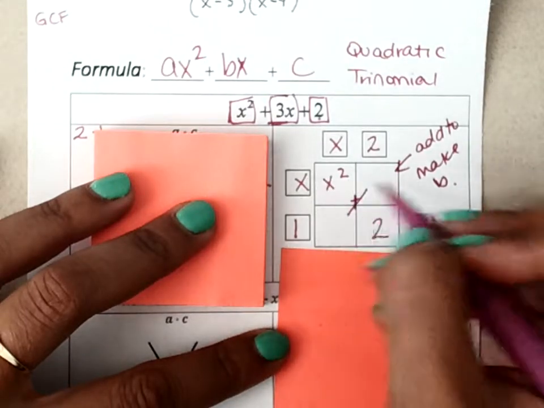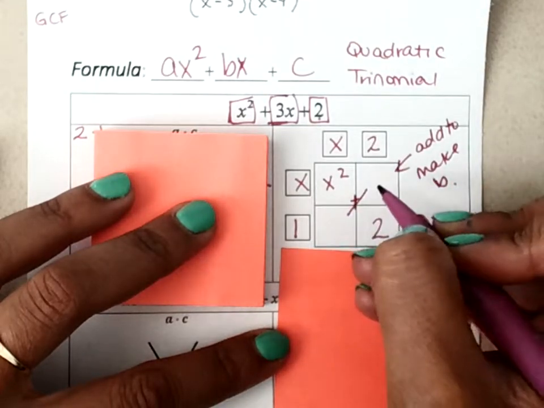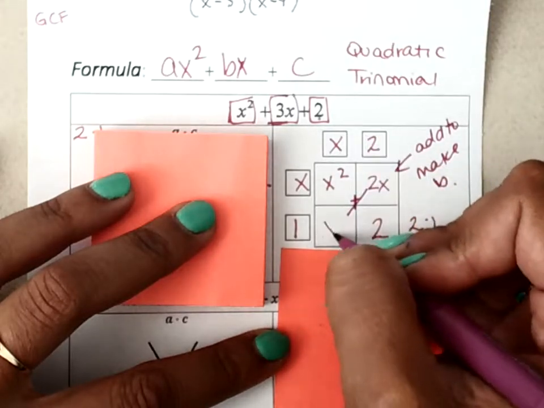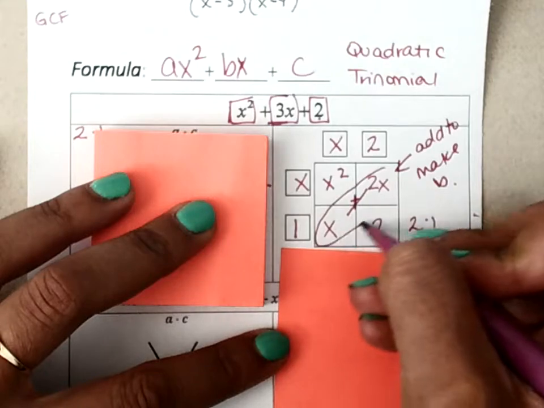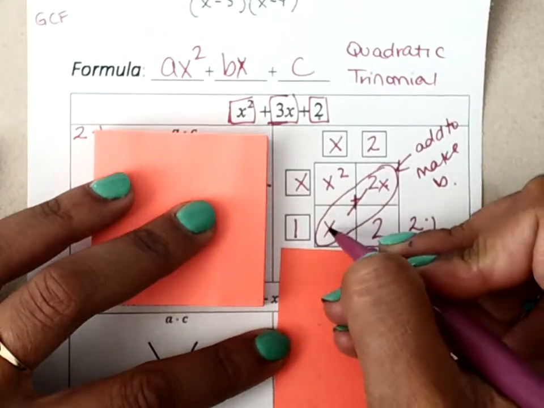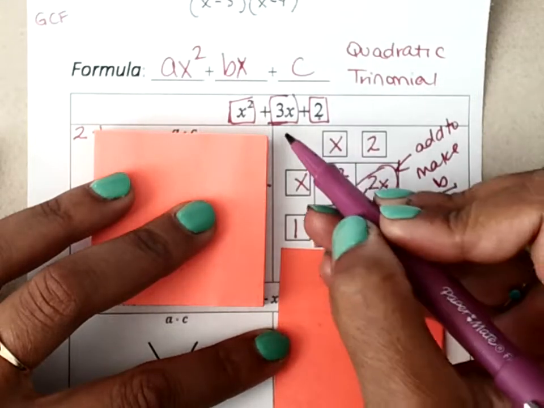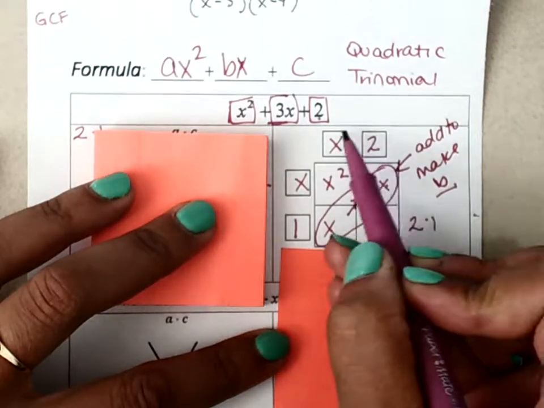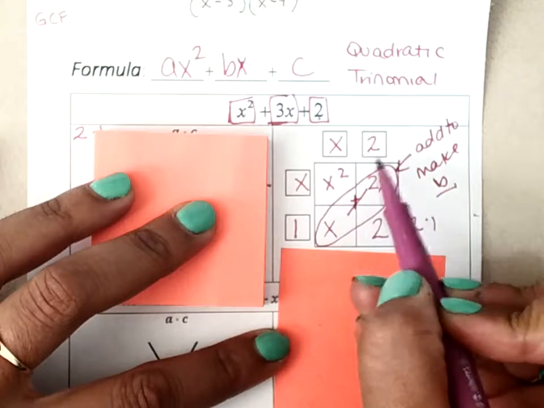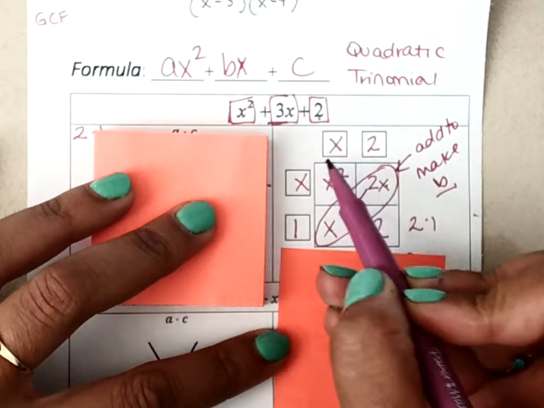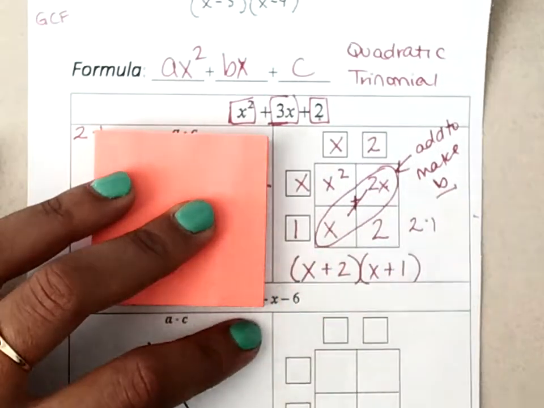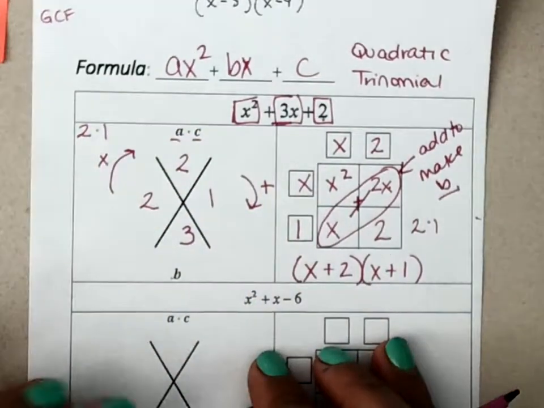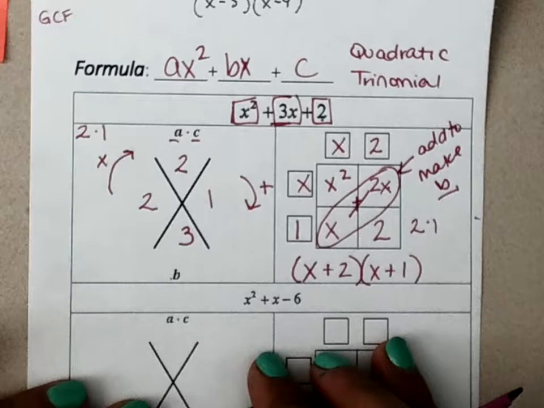And we're going to test this. 2 times x is 2x. x times 1 is x. When we add these together, 2x plus x gives us the b, which is 3x. And you'll see that our factors are along the top and the sides of the box. x plus 2 and x plus 1. So in both methods, we got the exact same answer.